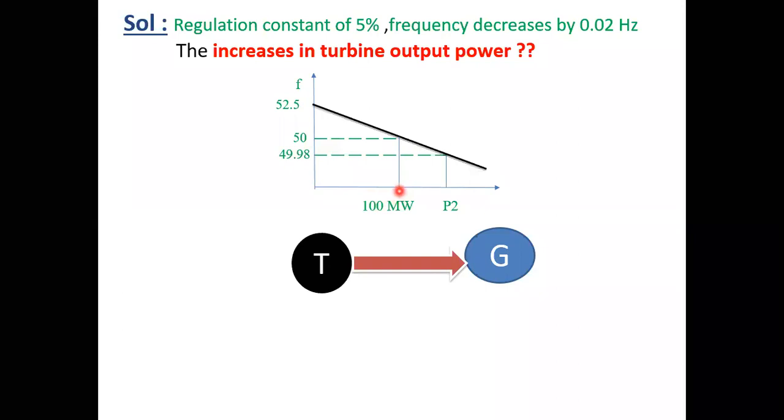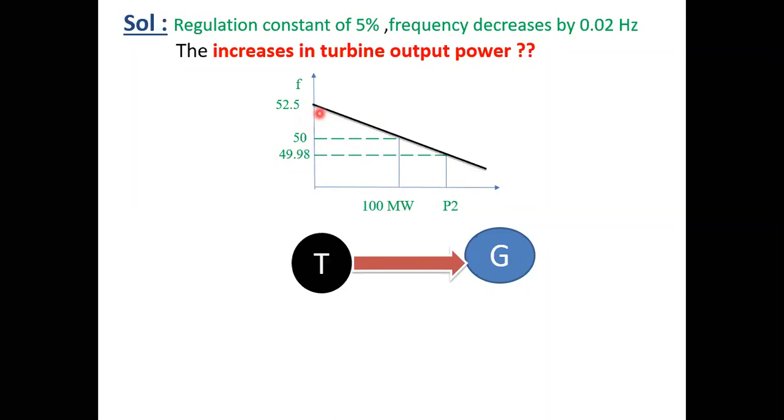Understanding everybody? So we need to find out the slope in between this point and this point. Okay, the slope in between this point and this point, that is nothing but your slope 1. So for this line, what are your y values? 52.5 and 58, and what are your x values? 0 and 100 megawatt. Understanding everybody?